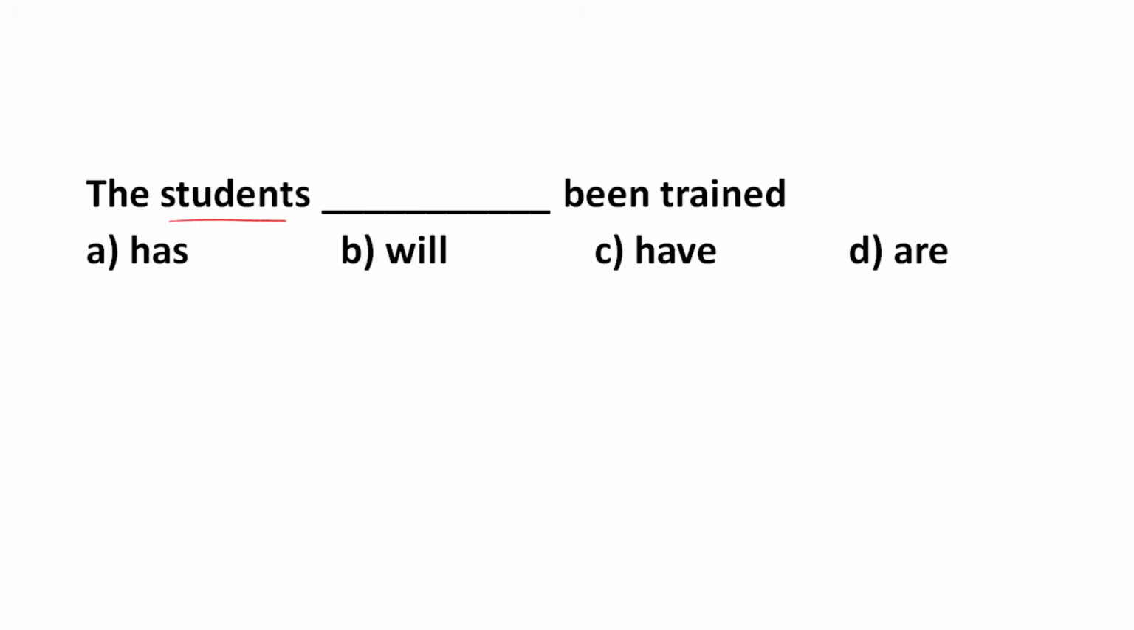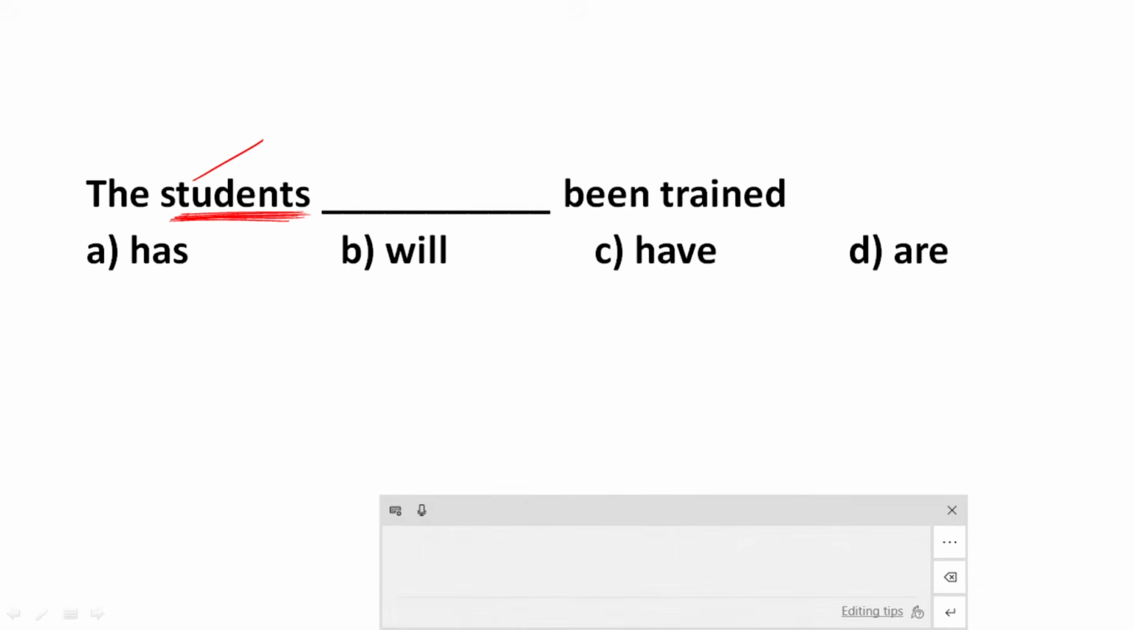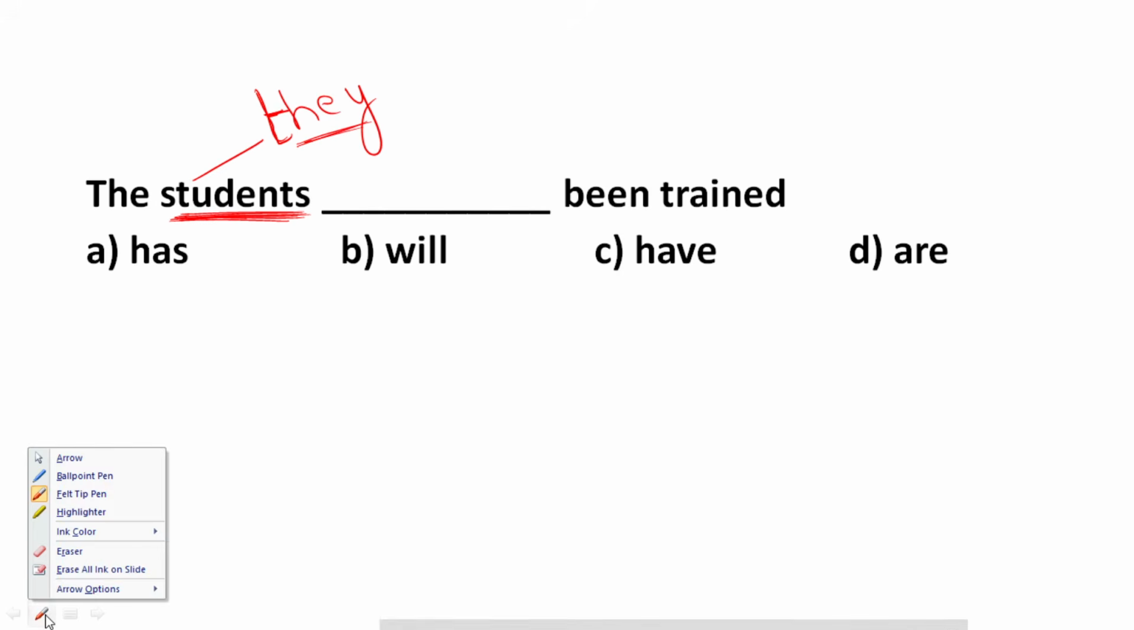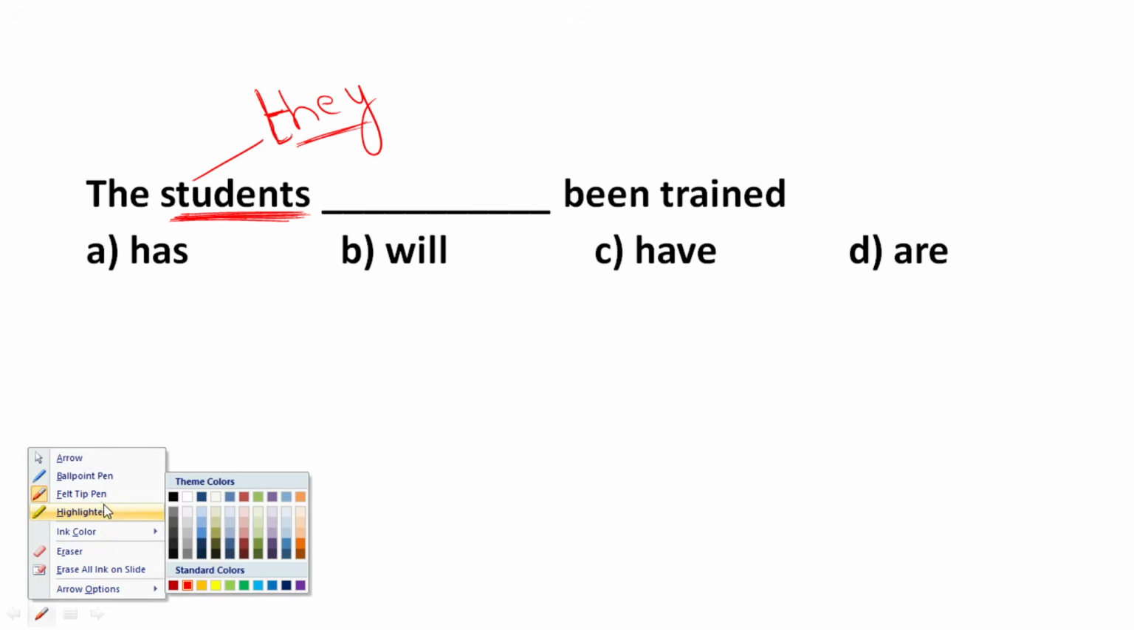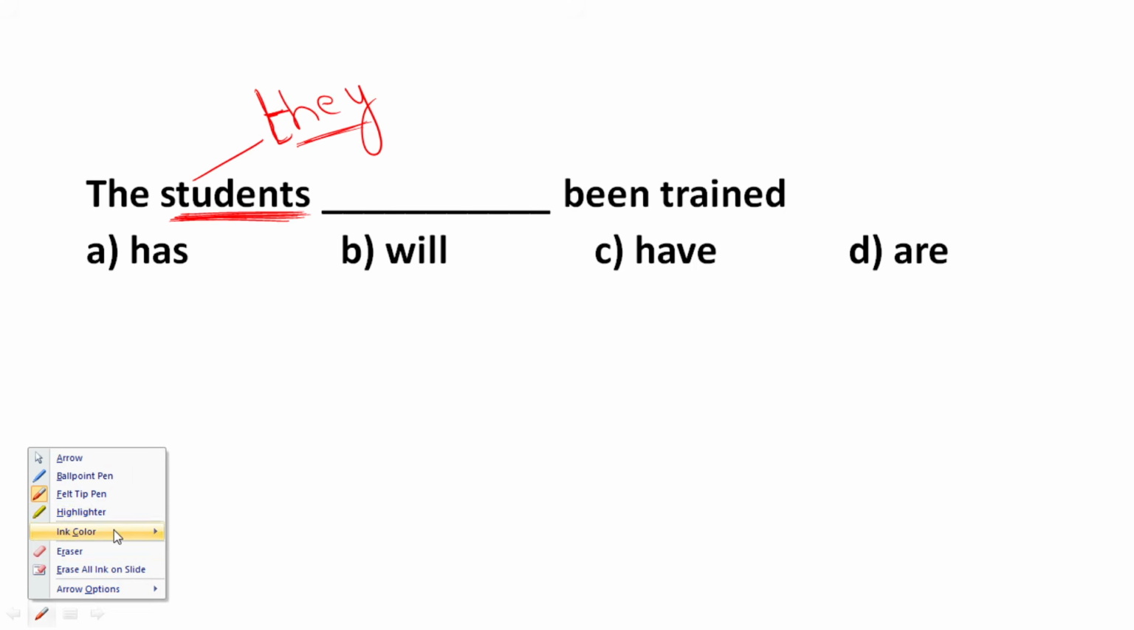So what is the subject you're fundamentally talking about? Students is a subject you're talking about. Now students means what? Students means they, correct? When you mention students, you're basically talking about the pronoun they. Now that's all that matters. When we use they, it is already plural, correct?